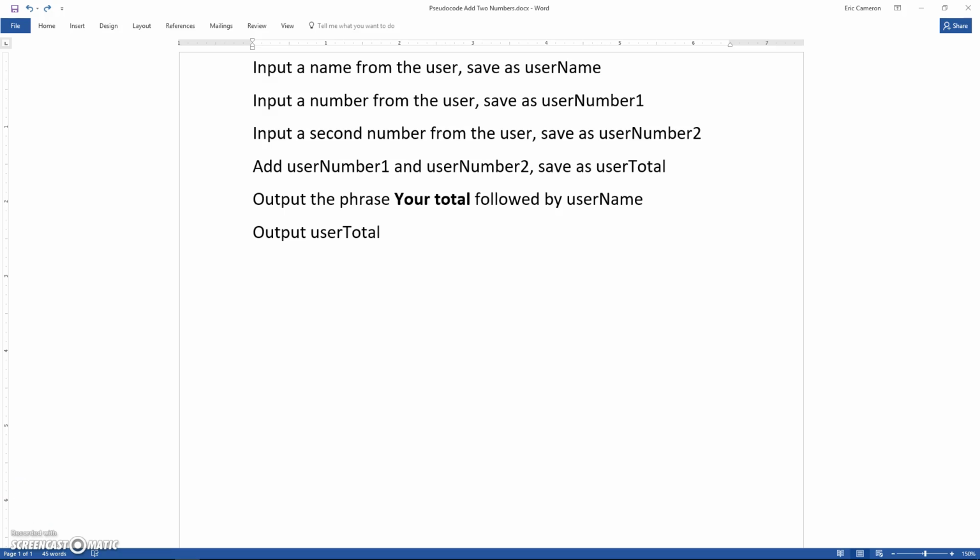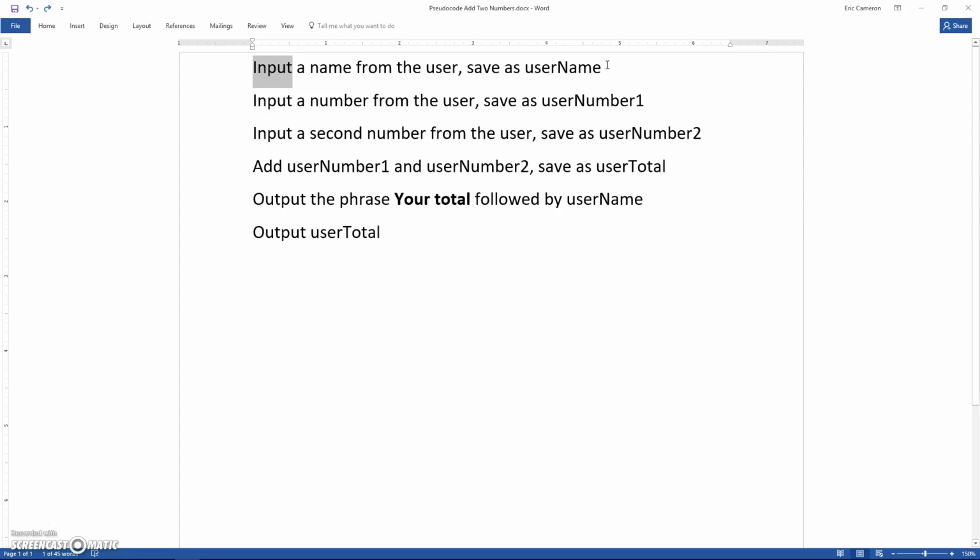And you can see what we do here is we start by saying input a name. Since this is a beginning pseudocode, you'll notice I'm very specific from the user. It could be done from other spots. For example, you can input stuff from a file or whatever. But for the moment, you see I start with input a name from the user, same as username.